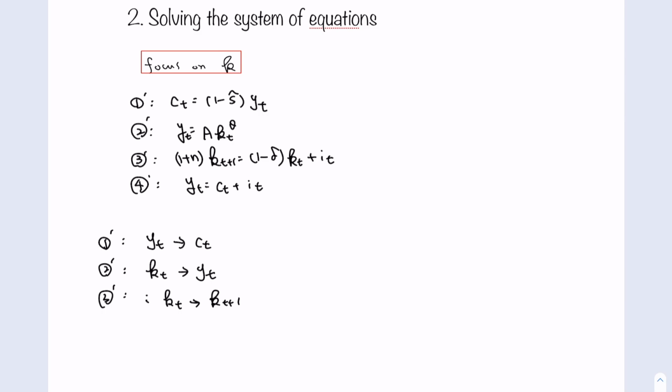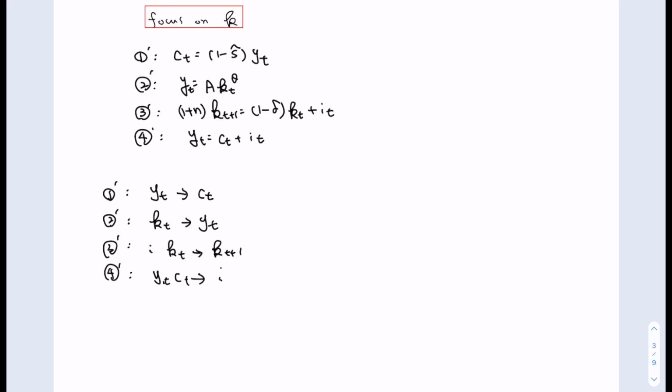Moreover, from the third equation, we know that when we have the capital stock this period, once we know the investment this period, then we know the capital stock next period. Then from the fourth equation, once we know y and c, which are the output and the consumption, then we know the amount of the investment. In other words, if we combine the third and the fourth equation, we will be able to come up with the capital stock next period, because from the fourth equation we know the I, and then we can plug the I into the third equation, and then we know the K_{t+1}.